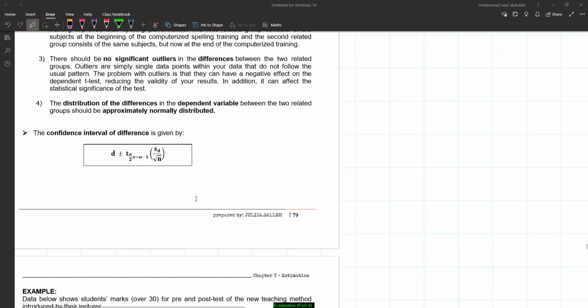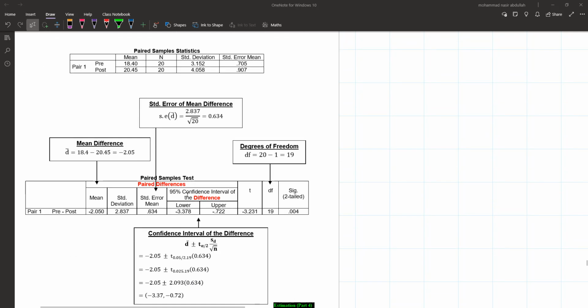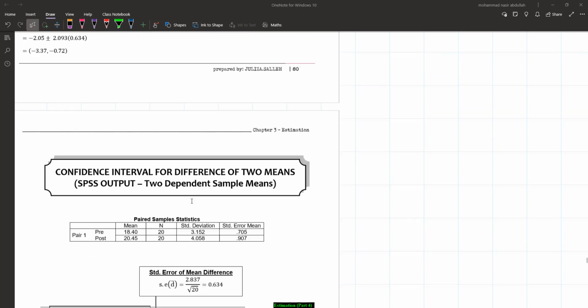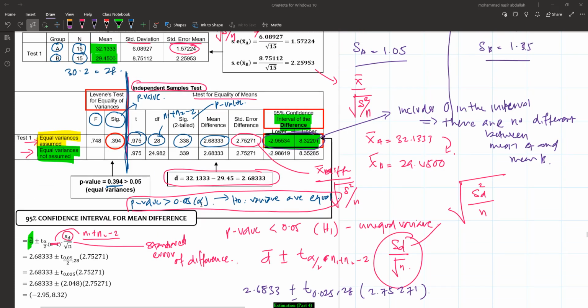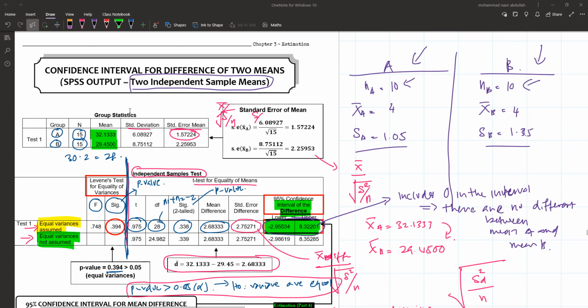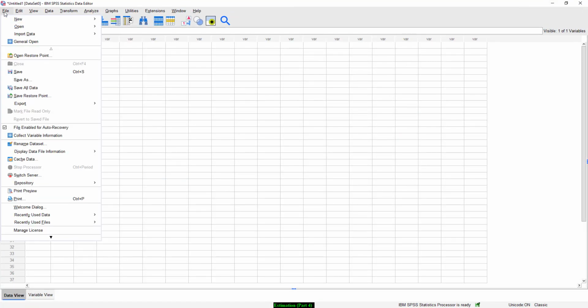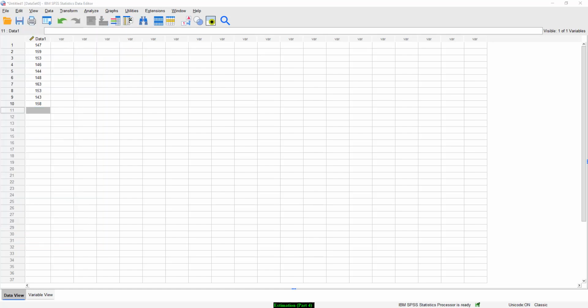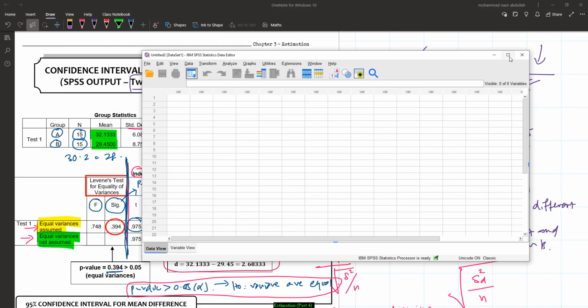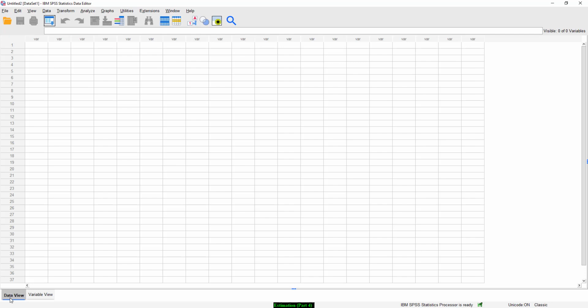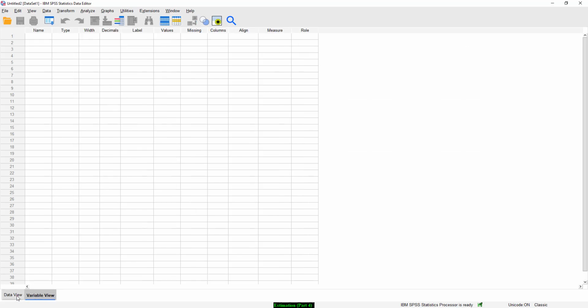So this is dependent sample. We will look at dependent sample a bit later. I just want to show you how to get this output from SPSS. First we need to go to SPSS, then click on File, New, Data. You will get a new clean data set, with a clean data view and a clean variable view.